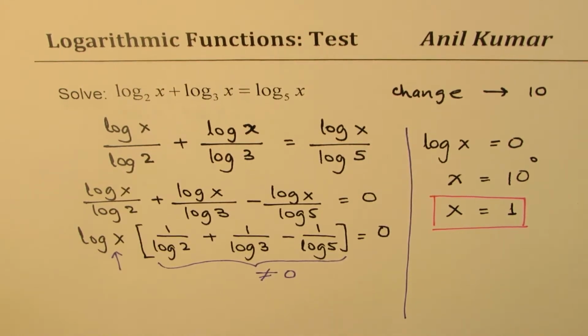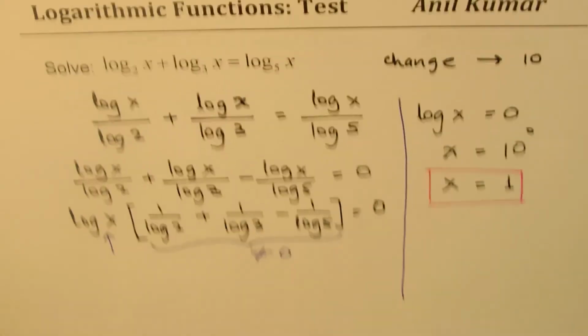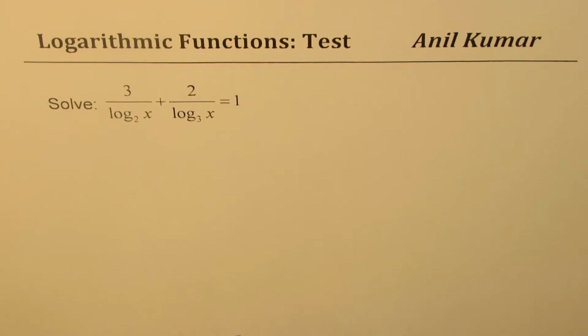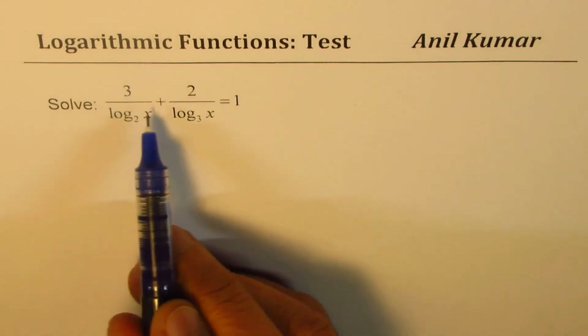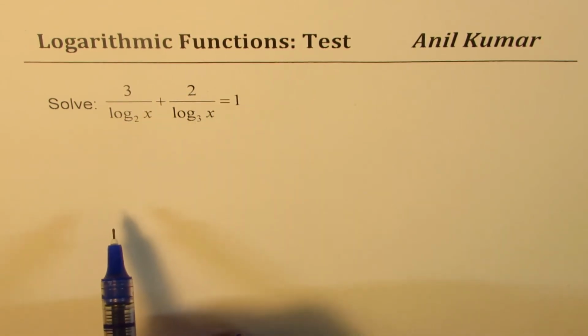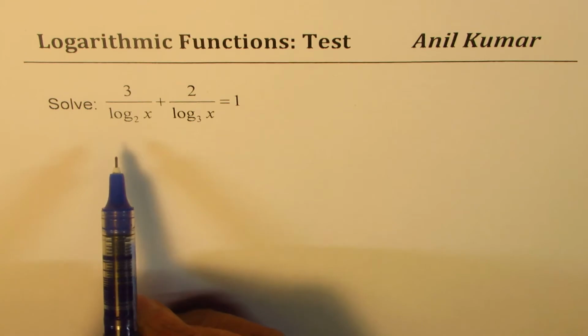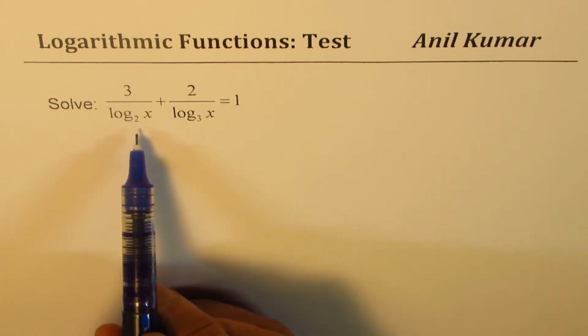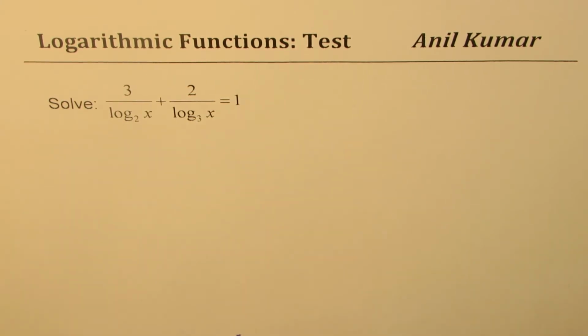Now this could be a multiple choice question at times. So now you know the answer is 1. Okay. The next one here is we have reciprocal of logs. So this is also a very interesting question. Here is the last question of the series. We need to solve 3 over log of 2x plus 2 over log of 3x equals 1. As you notice, log is given in the denominator. Can we write this as reciprocal of something? That is what we'll see now.